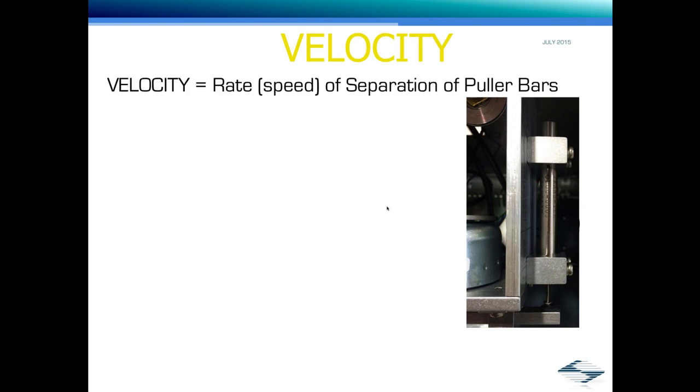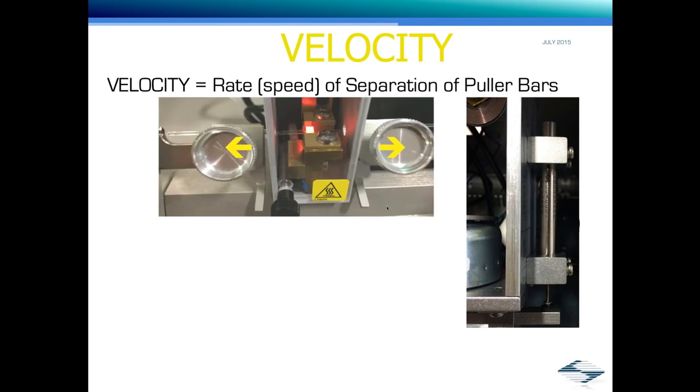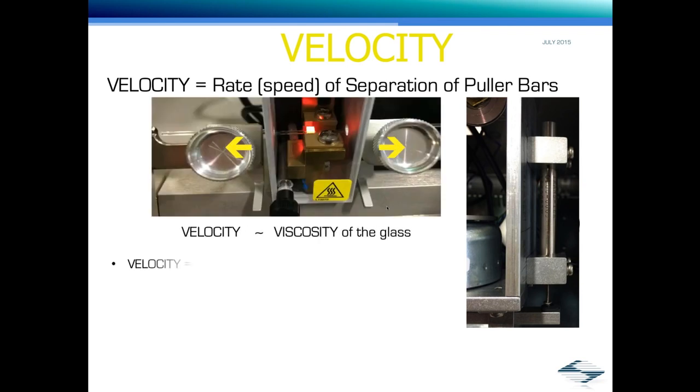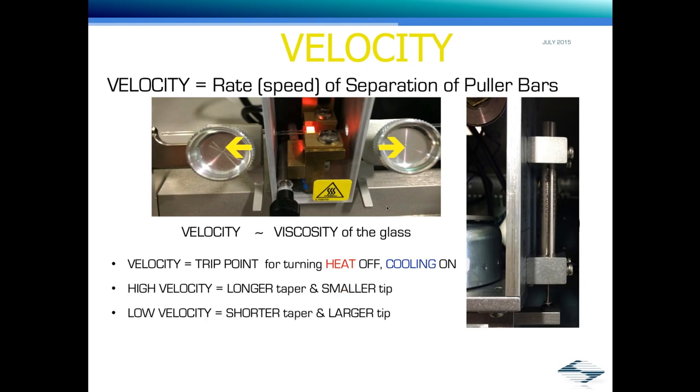There's a velocity transducer inside that picks up on the movement of the puller bars as they start to drift apart. And that's a direct correlation to the viscosity of the glass. That's how we're figuring out what's going on with the glass, is that velocity transducer. It's quite sophisticated. The velocity is your trip point for turning the heat off and starting the cooling. You have a high velocity, the puller bars run away, the glass drifts apart pretty far, and then it's a trip point for turning the heat off.